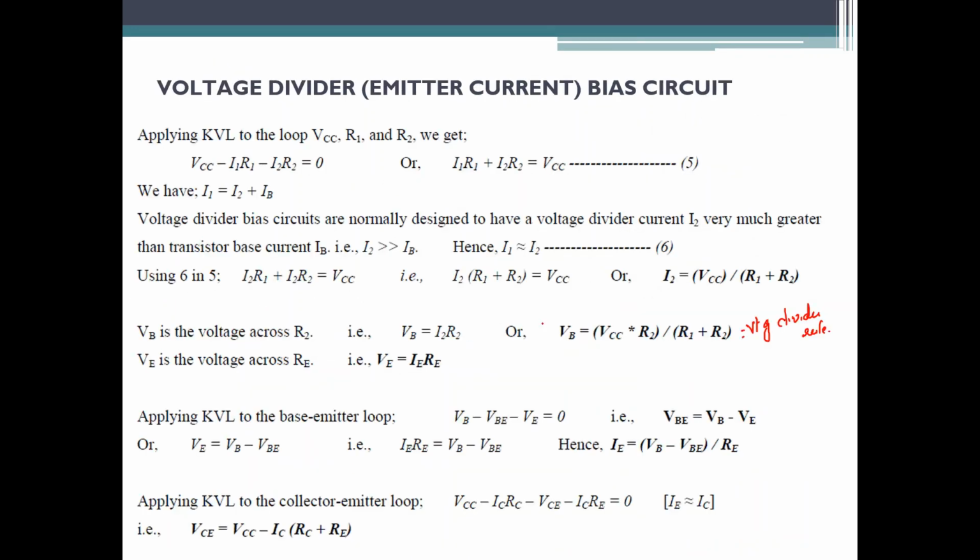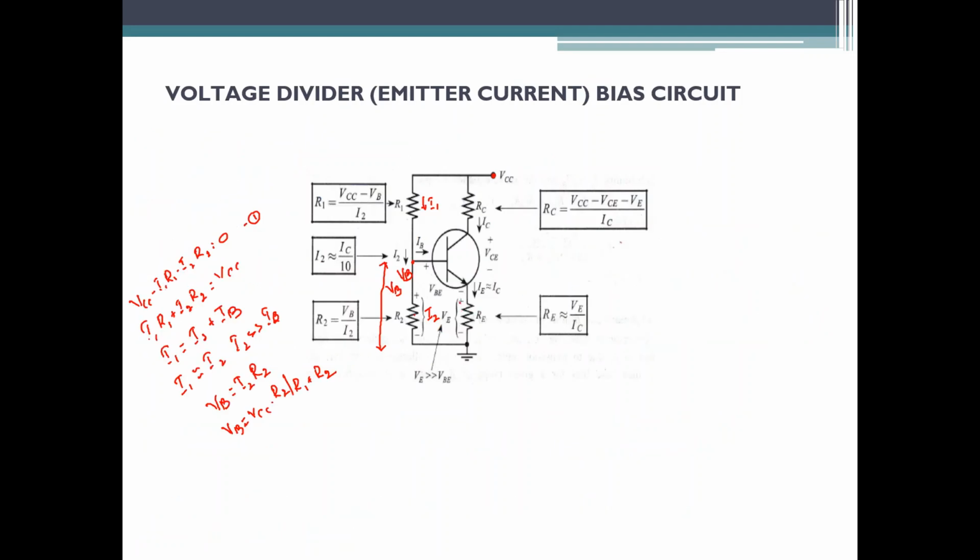It is written here: V is the voltage across RE. The voltage across RE is nothing but VE. Or, as you know, VB is equal to VBE plus VE, because this is the total voltage, right? This is VB. Out of it, the small part is VBE, and the remaining part is VE. You can write VE is equal to IE into RE, and IE is equal to IC can also be written.